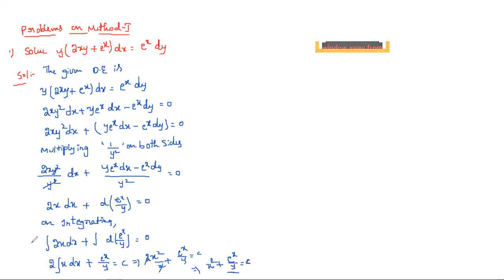Why? Because if you are saying general solution, obviously it should consist of an arbitrary constant. Because we are discussing first order differential equations, one arbitrary constant has to be there, then only we'll say that it is the general solution of that particular differential equation. Okay, so this is the first one.